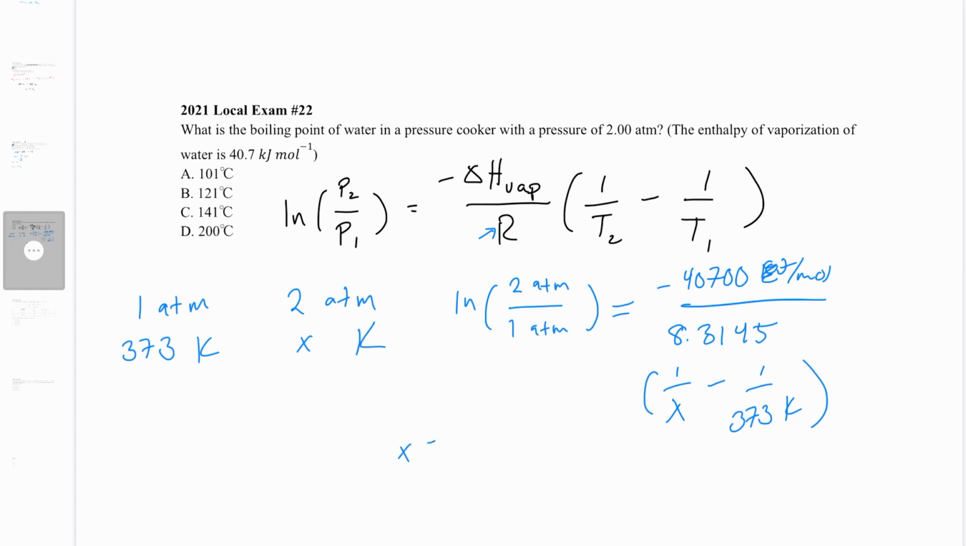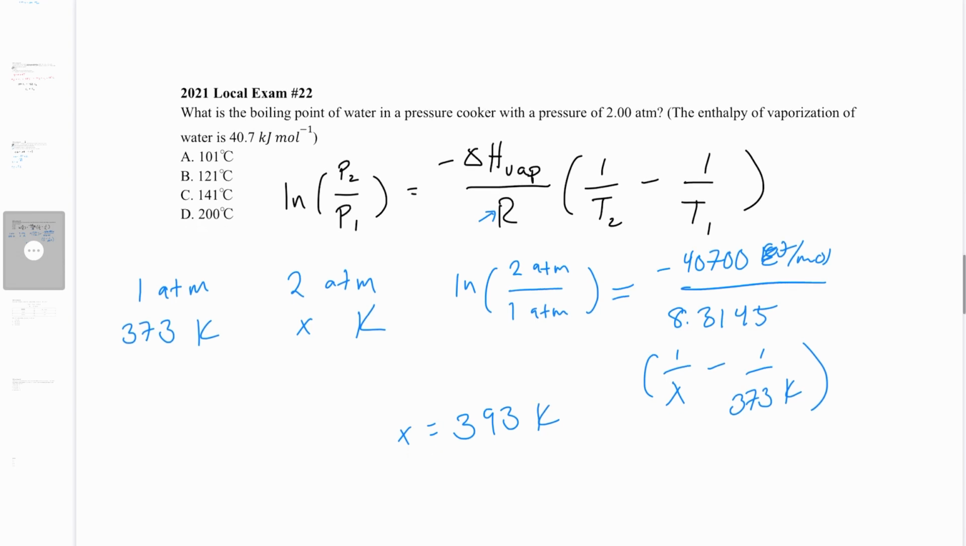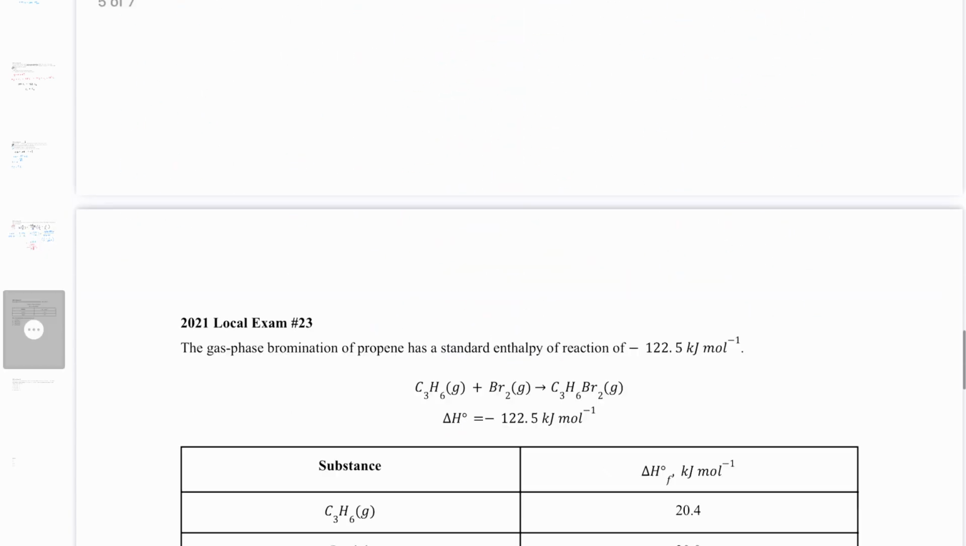And when you solve for X, X comes out to 393 Kelvin, which if you want to convert that into Celsius, all you have to do is subtract 273, and that gets you 120, it rounds to 121 if you actually do out the calculation, degrees Celsius. So our answer is B. All right, let's go to question 23.